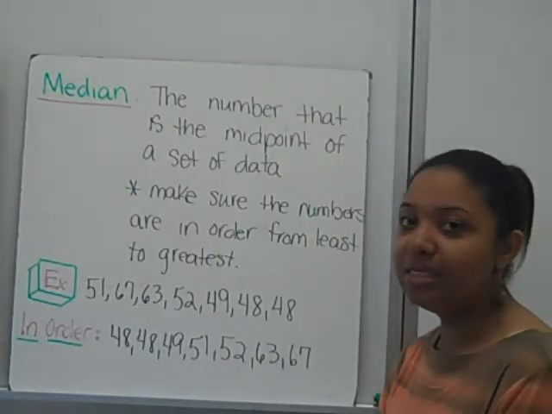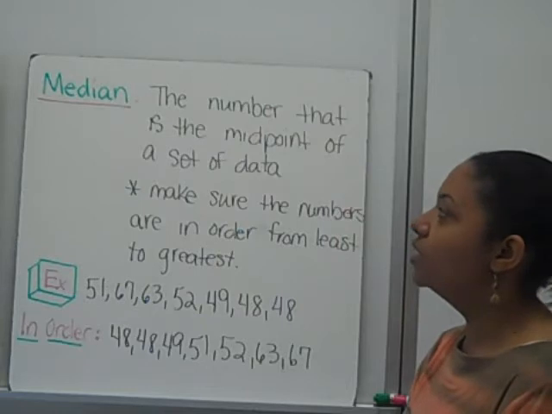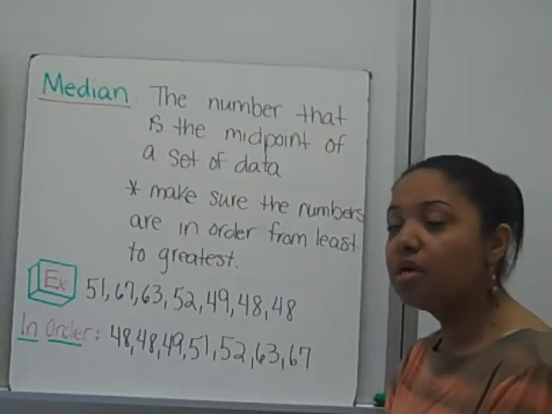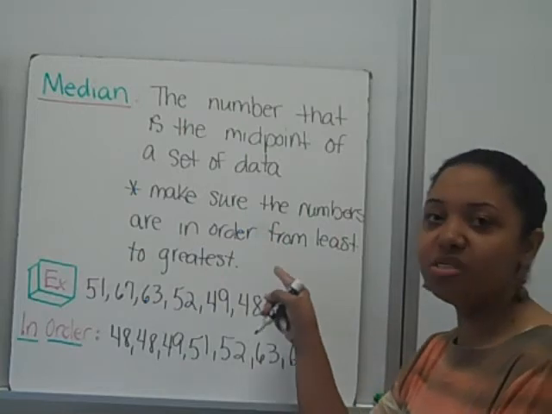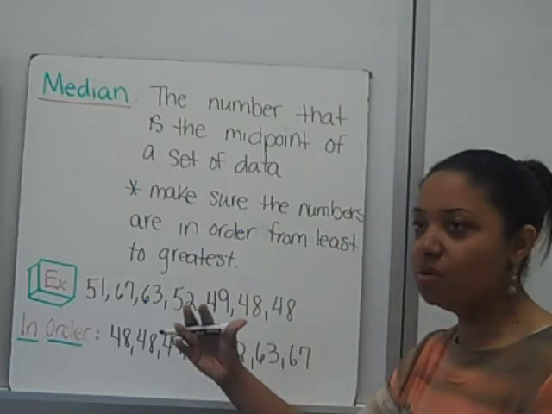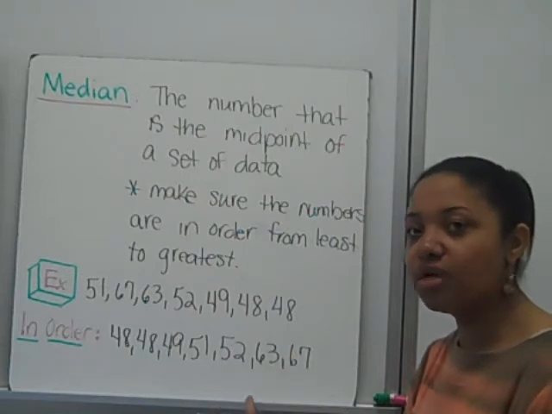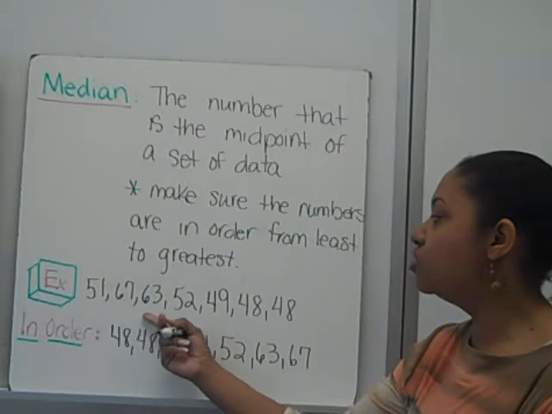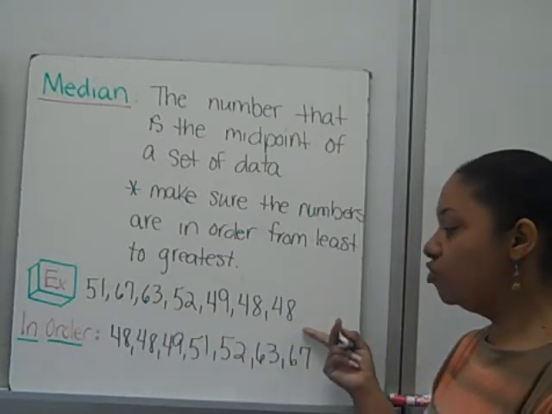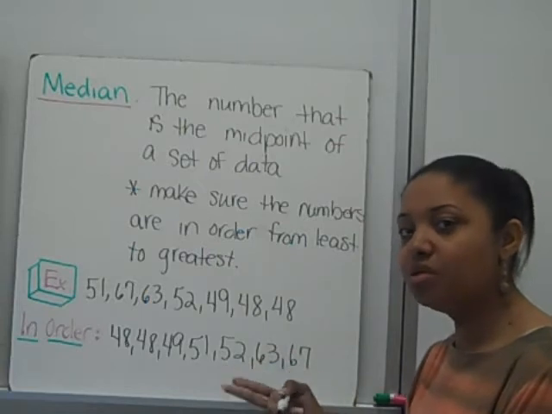Okay, so the median. It is the number that is the midpoint of a set of data. It's the middle number. Now, you have to make sure that you put the numbers in order from least to greatest. You just can't have a set of numbers that are not in order and pick the middle number. They have to be in order from least to greatest in order for you to pick the middle number. So we took our original set of inches. Remember, our mean was the average. Your median is the middle number.